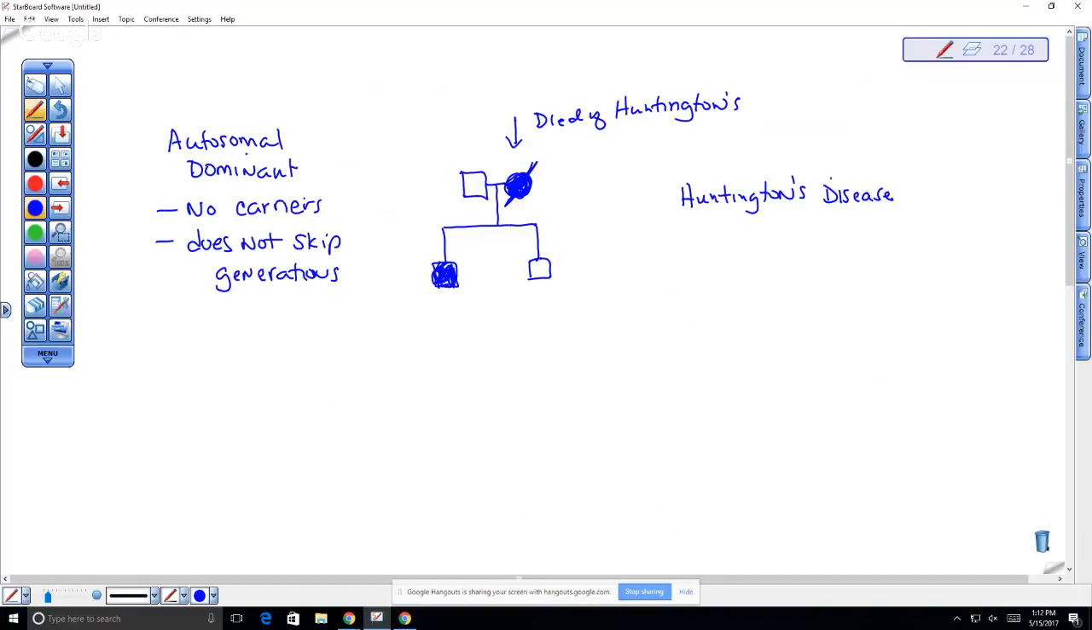Okay. So now I use my legend again because this is really important. So this is my gene. My gene is H, right? So in this case, big H is the disease because it's dominant. This disease is dominant, okay? In this case, little h is normal, okay?